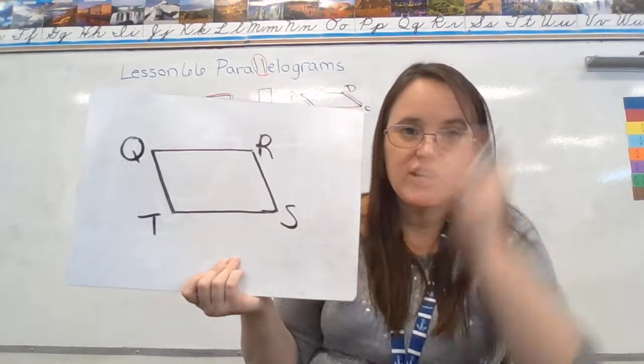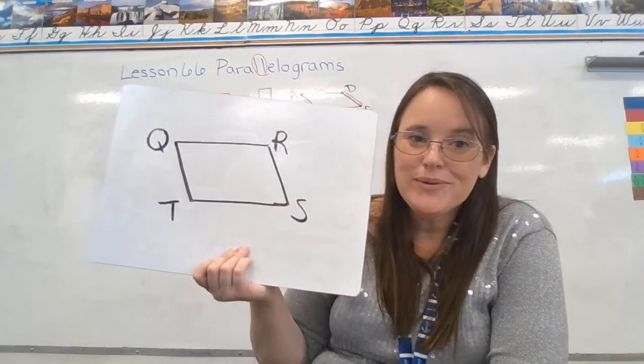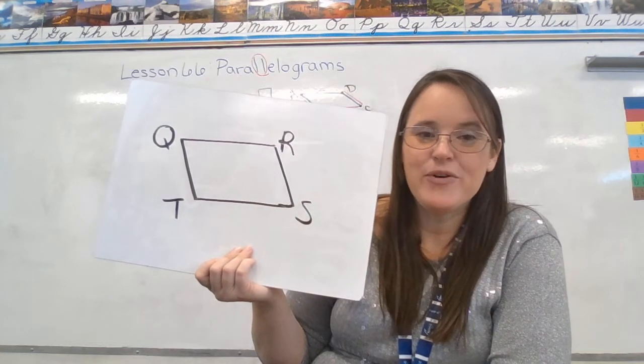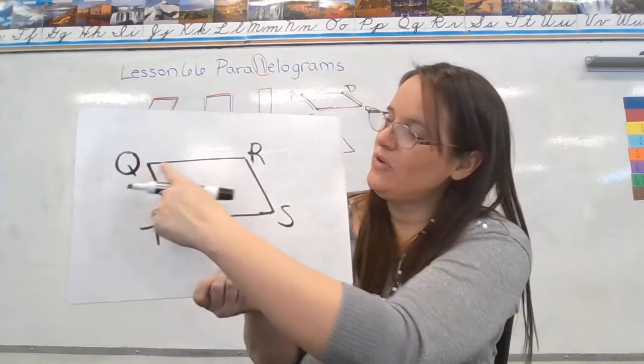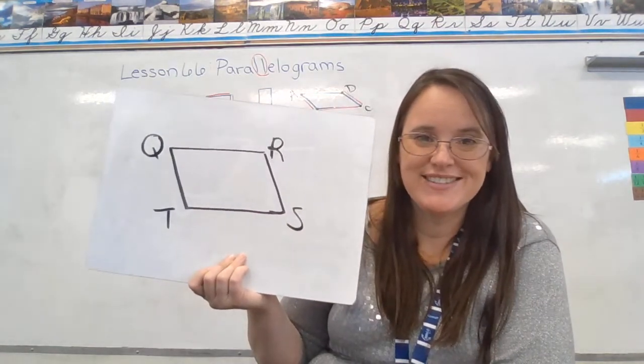And our last question, which angles in this parallelogram are acute, little angles? Call it out or write it down. Q and S are acute, little tiny angles.